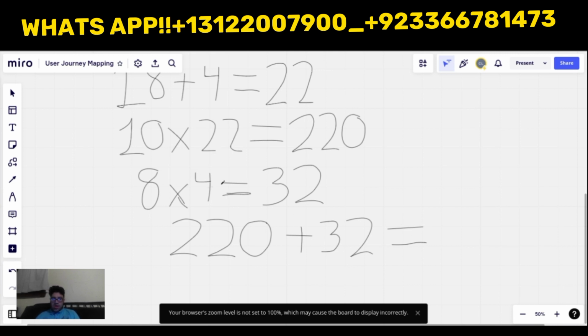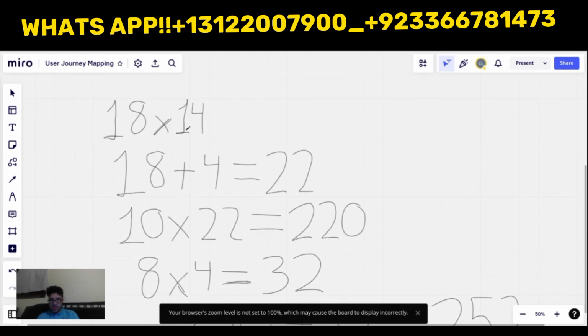So now that we have 8 times 4, we already know that 8 times 4 equals 32. Now all we have to do is add 220 with the 32 that we have, and it will give us an answer of 252. And now that is the full and complete answer for 18 times 14 equals 252. Now let's look at the calculator to see if we got this math problem correct.